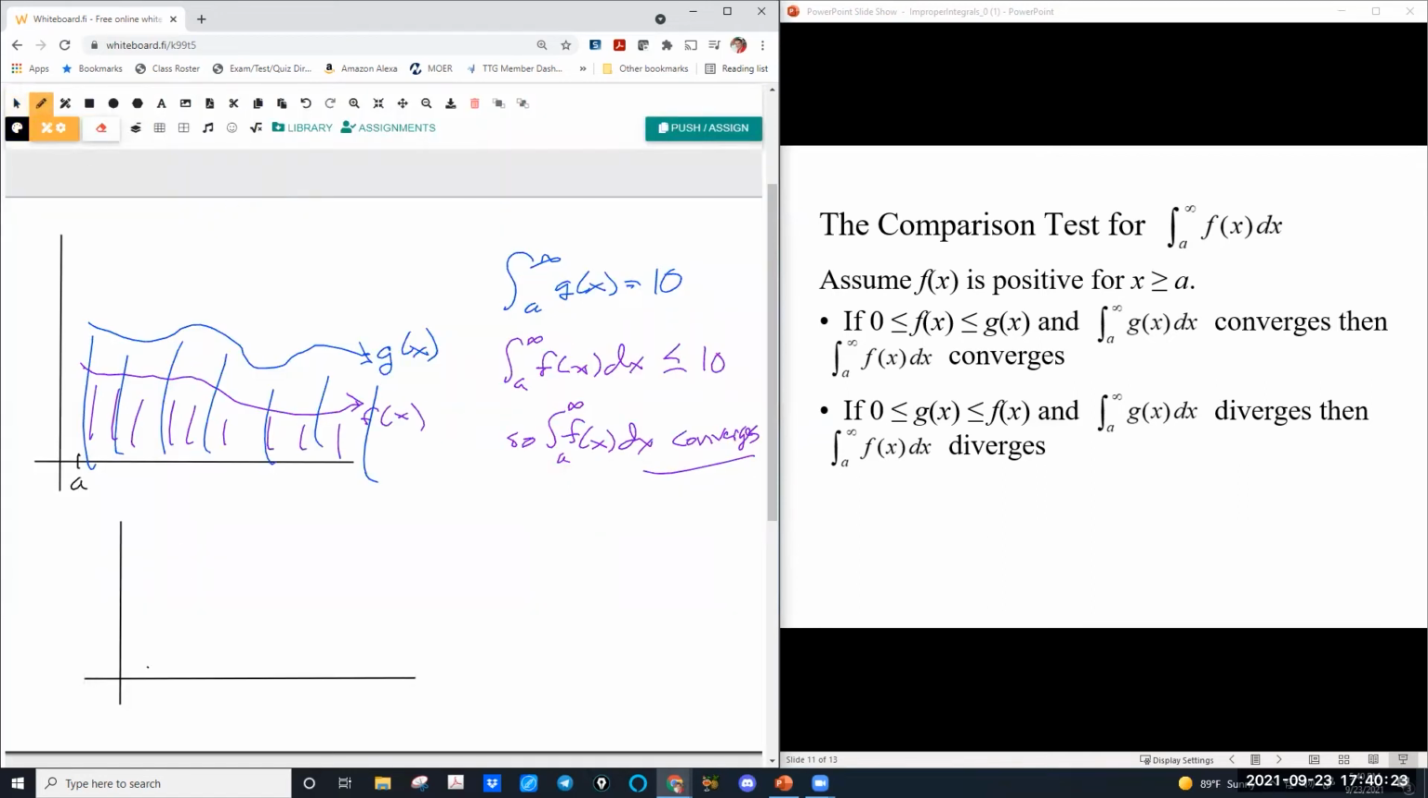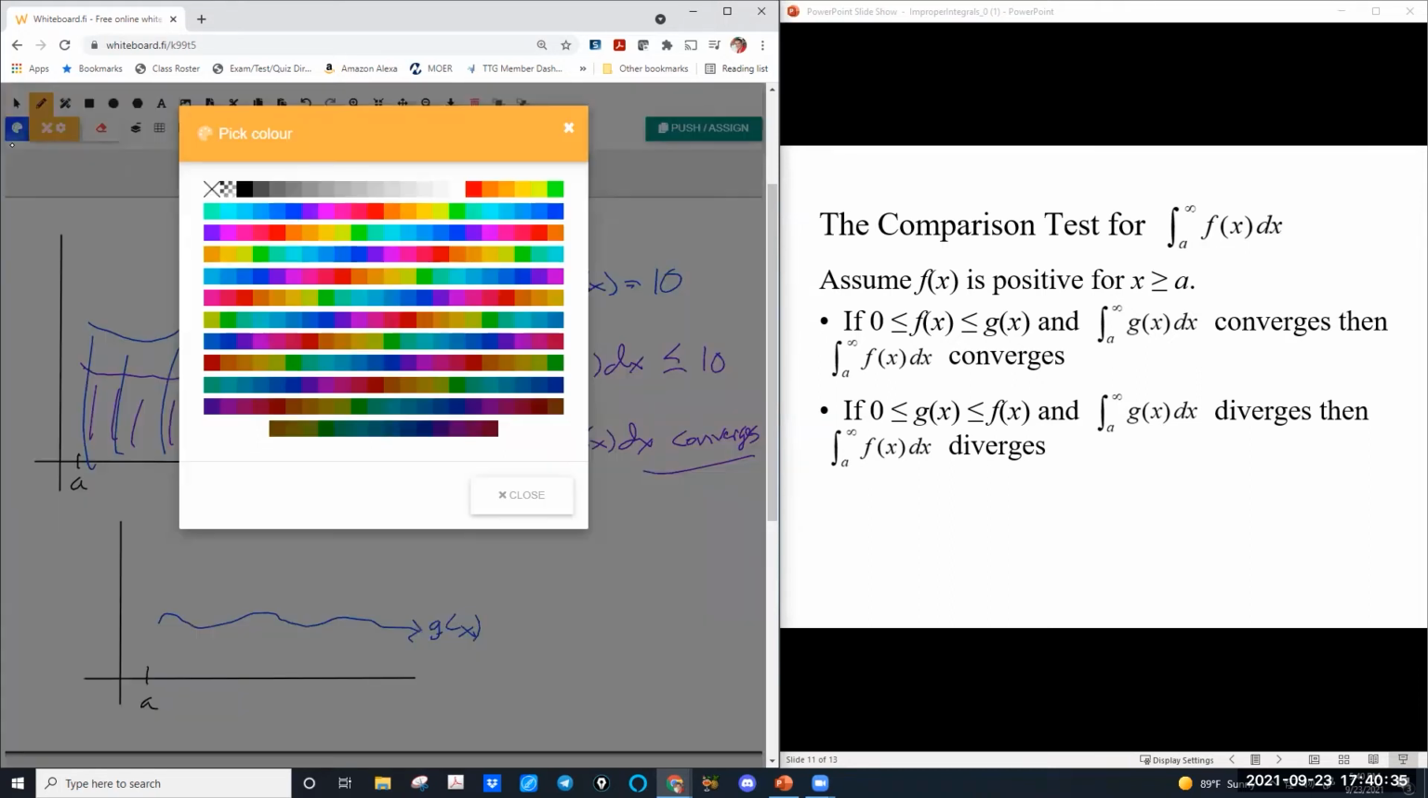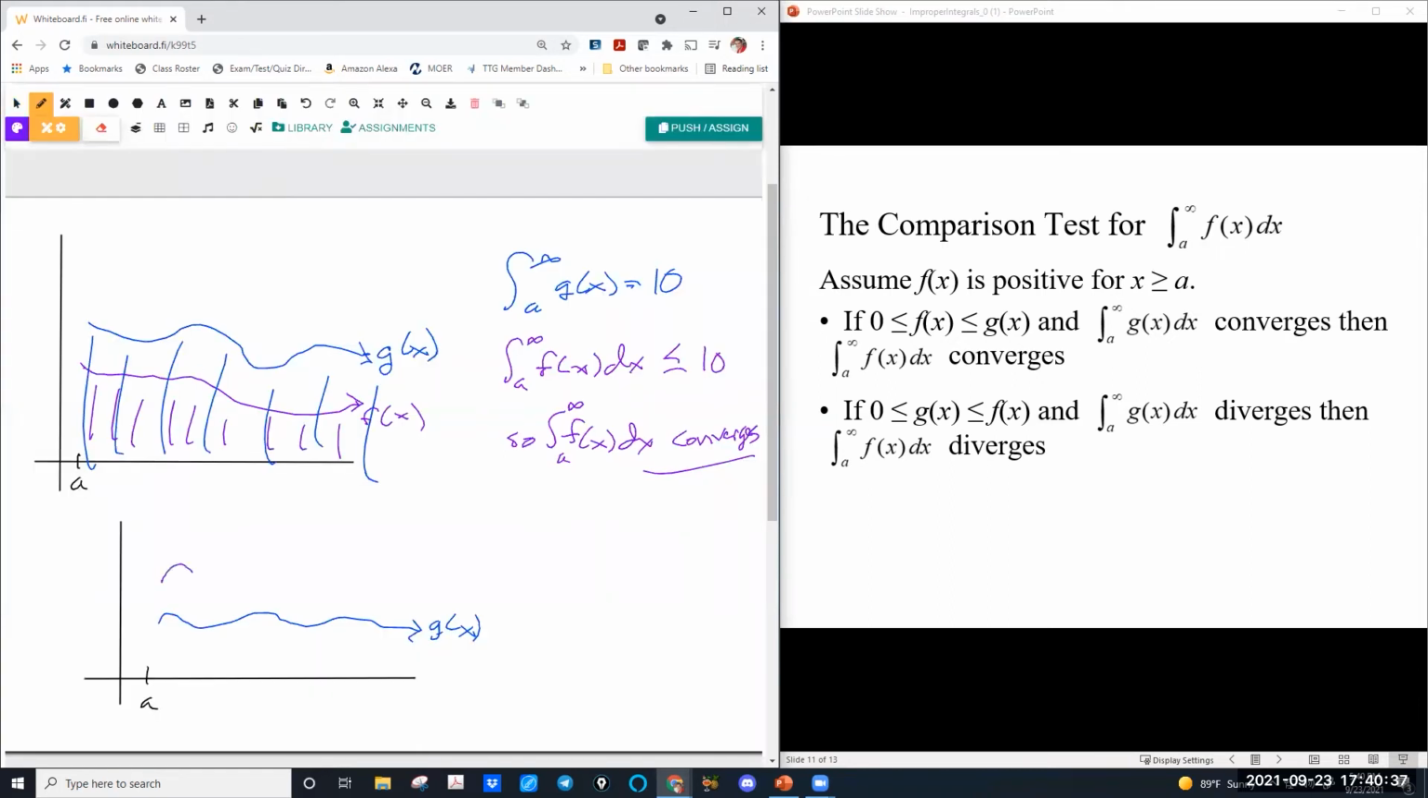All right. So once again, we're going from A up to infinity. G is in blue. So this time G is small. So there's our G of X. And now F is bigger. Does whatever, but it's bigger. Now this is saying if G is known and F is known to be bigger than G, and G diverges, then F diverges. Same basic idea.